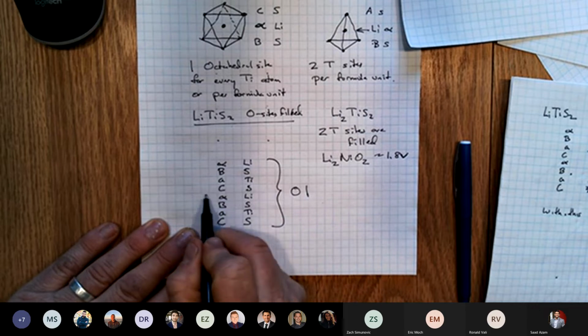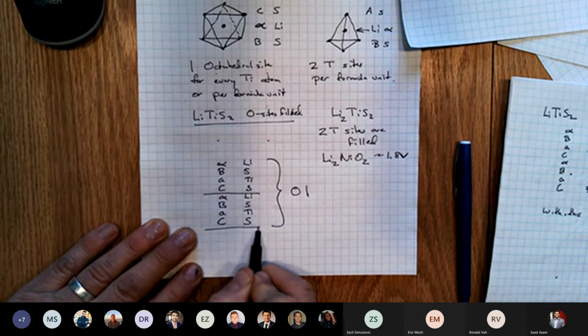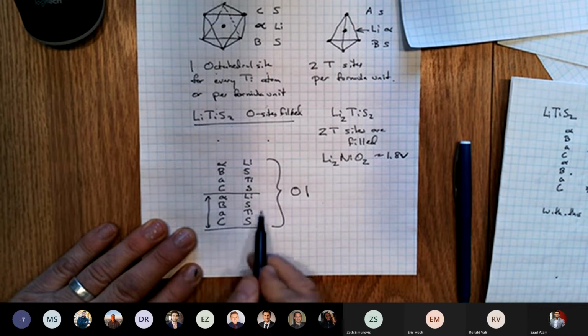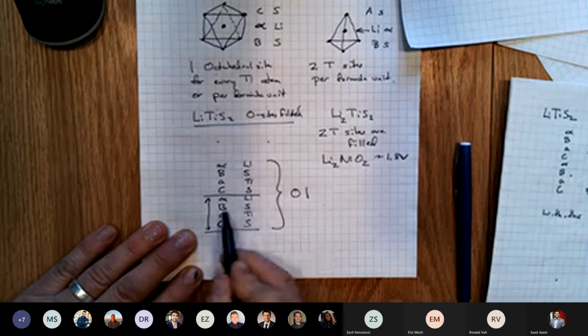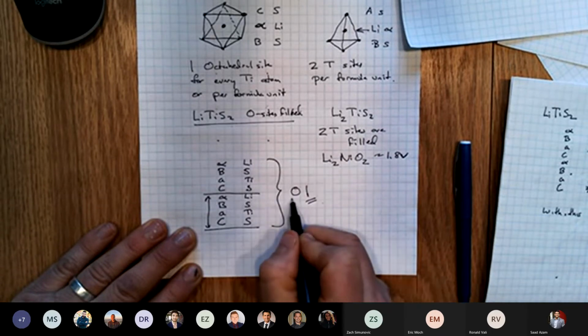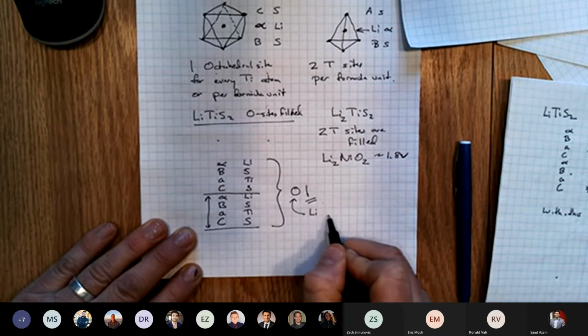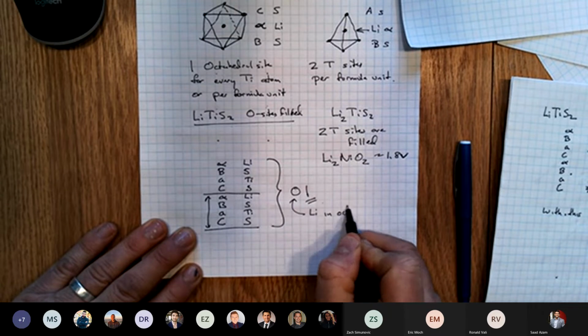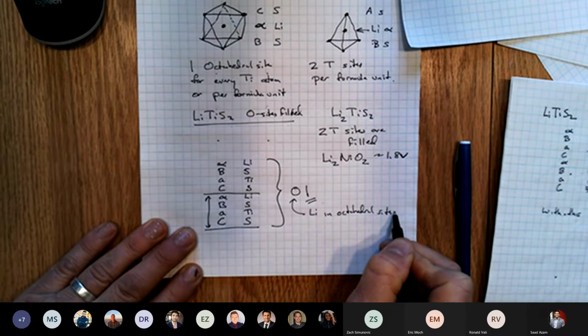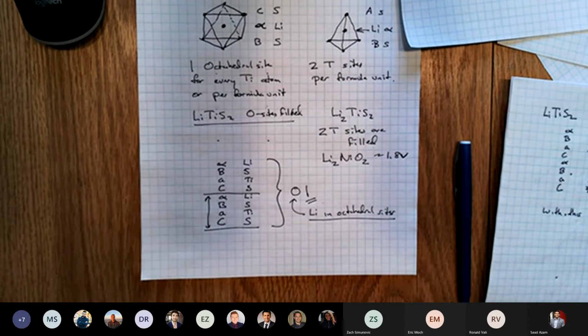Why? Because the repeating unit just has one sulfur, titanium, sulfur slab. That's where the 1 comes from. And the O means the lithium is in octahedral sites. Okay.